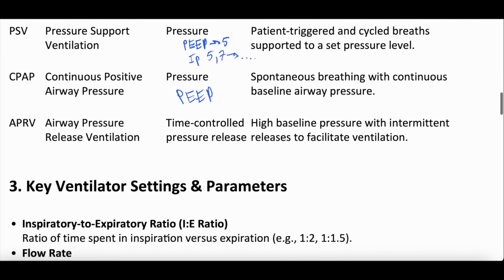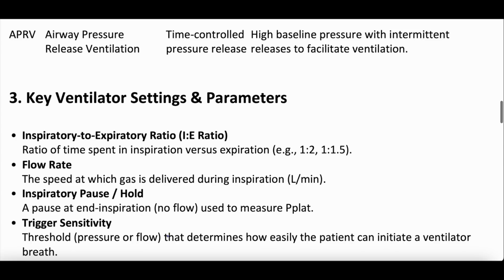All right, APRV. This is really complex. We have a whole episode we're putting out on APRV. It will be already out by the time this episode debuts. We suggest you just check out that episode because this is going to be too hard to explain quickly.